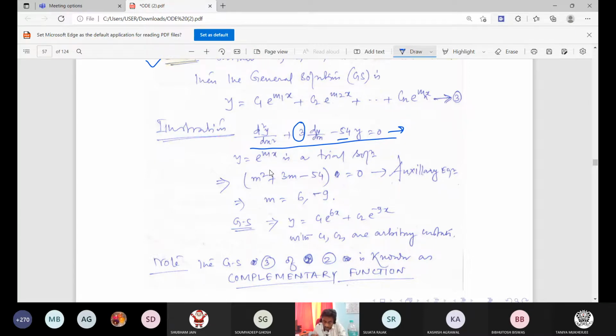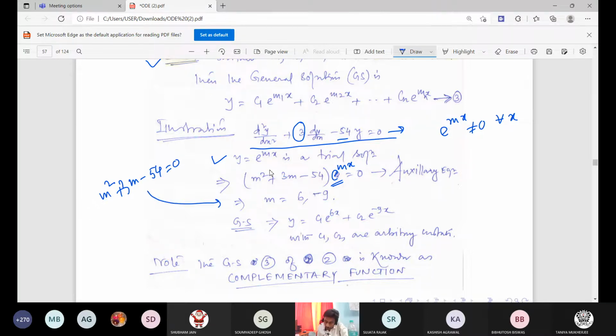So we have considered a trial solution e to the power mx. If you write e to the power mx here, then d2y/dx2 will be m squared into e to the power mx, this term will be 3 into m into e to the power mx, and this term will be minus 54 into e to the power mx. Since e to the power mx is non-zero for all x, you can drop this term. You can then write the auxiliary equation as m squared plus 3m minus 54 equals 0, and you can get the two roots of m.